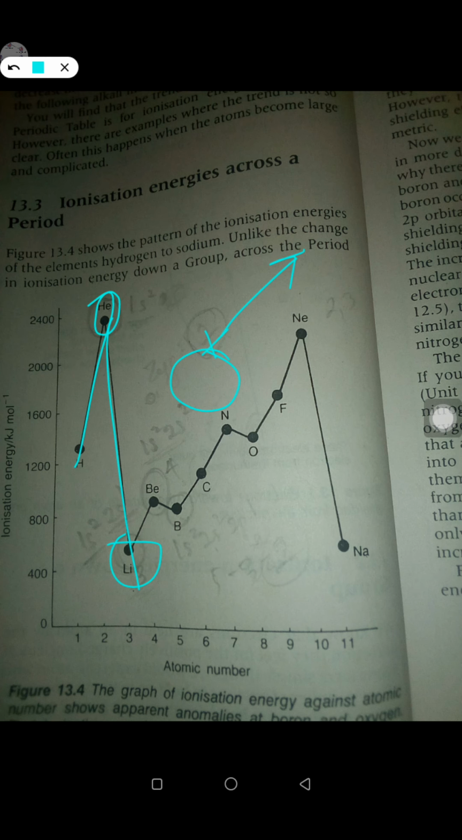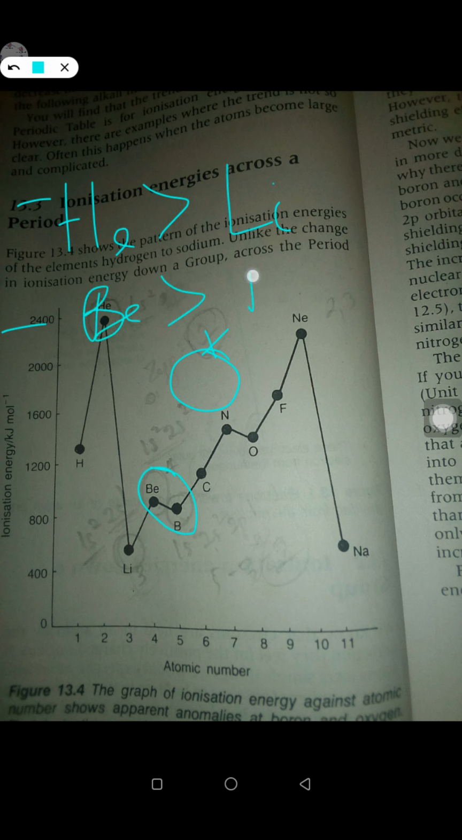We're going to explain. The first thing we want to explain is why the ionization energy of helium is greater than that of lithium. Why is it not the other way around? That's the first abnormal situation we observe. The second one is if you look at beryllium and boron, that's also abnormal. It's supposed to go up to boron, but beryllium is greater than boron. That's another abnormal situation. The next one is nitrogen and oxygen. Nitrogen is greater than oxygen.